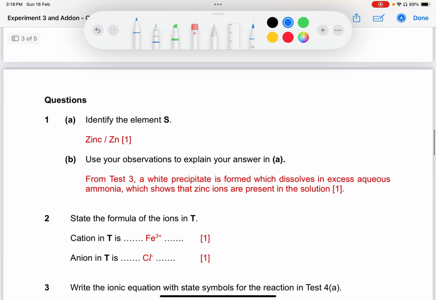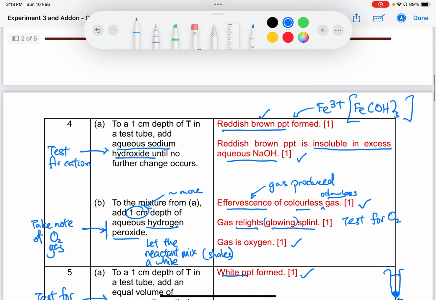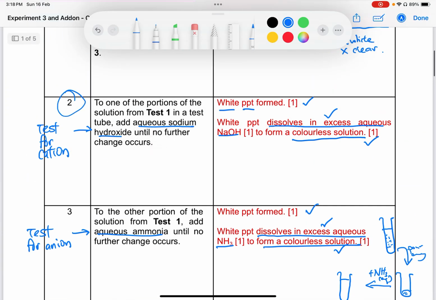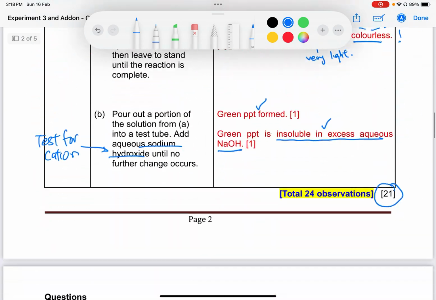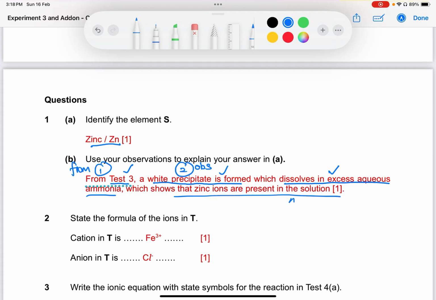Now, in terms of the questions, identify element S. So S is actually zinc here because of test number 3. So test number 3 and test number 2, actually you can look at 2 and 3, but 3 is the confirming test. Okay, 3 is the test that really helps you confirm that it's zinc. Because from test 3, white precipitate is formed, dissolves in excess ammonia. This, you must write down where it is from. You must tell me what's your observation, and then in the end, this is the conclusion.